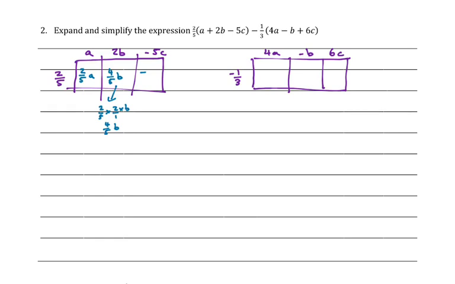2/5 times negative 5c is going to be negative 10/5 of c, and we could simplify that. Negative 10/5 is the same as negative 2, because 10 divided by 5 is 2. So we could write that as negative 2c. For this area, we get negative 4/3 of a.